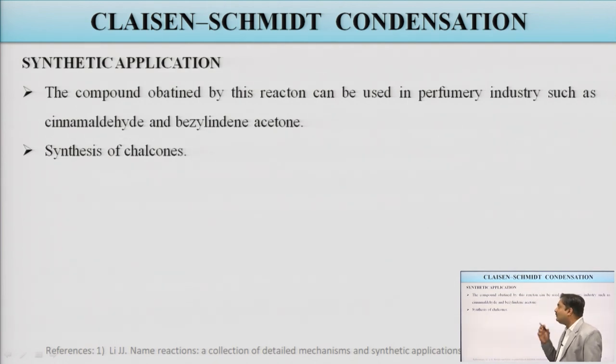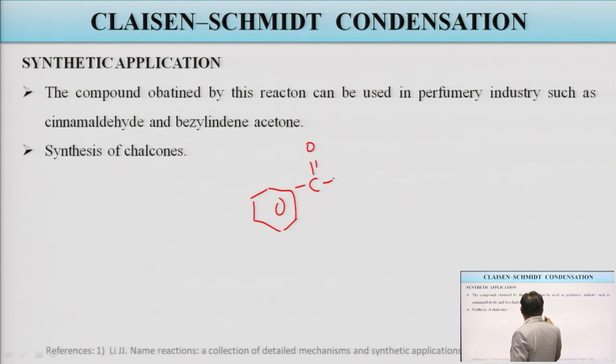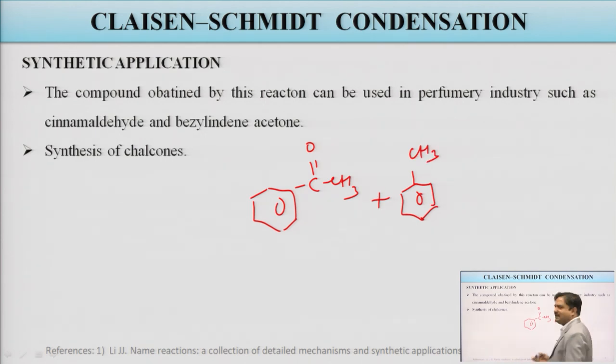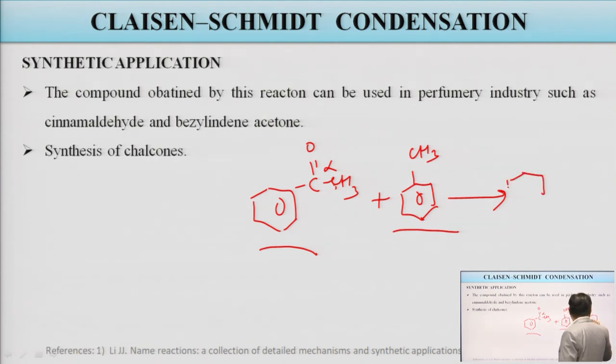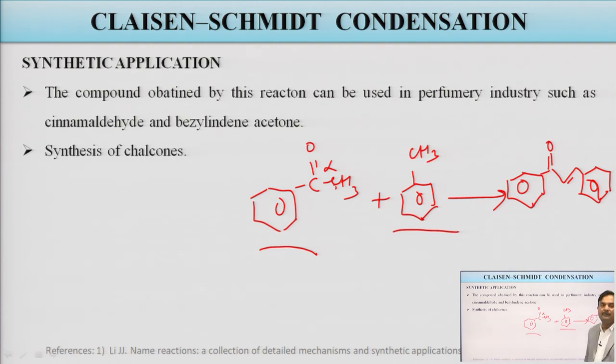The next important application of the Claisen-Schmidt condensation reaction is synthesis of chalcone. For example, we will use acetophenone, COCH3, when it reacts with benzaldehyde. We are taking the example of benzaldehyde, which is very very simple and does not have any alpha carbon. So when acetophenone is reacting with benzaldehyde having no alpha hydrogen, acetophenone having alpha carbon, 3 alpha hydrogens are there. So what is happening? We are getting a product like this. So this is a chalcone, this is known as chalcone.